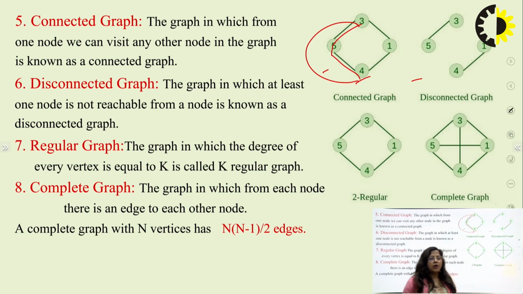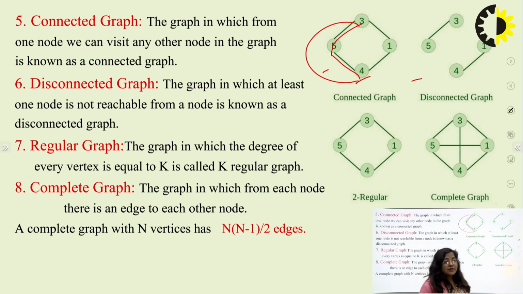Next is the regular graph. A regular graph is a graph in which the degree of every vertex is equal to k. According to the diagram, this is a regular graph, meaning all vertices have the same degree. 3 has 2 degree, 1 also has 2 degree, 4 also has 2 degree, and 5 also has 2 degree. It means all vertices have the same degree.